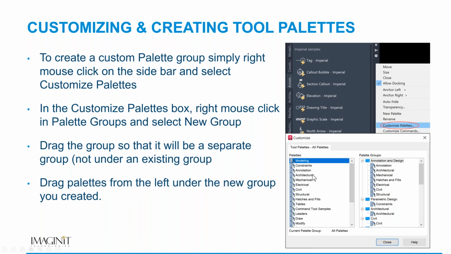You can come over here and create a new palette group in the customized palettes. You right mouse click in the palette groups here somewhere, select new group, and drag the group so it will be a separate group, not under an existing group. And apparently I need to put an end parenthesis at the end of that. I'll make sure I do that before I send this PDF out to Lori if you want copies of the slides. Then you drag palettes from the left under the new group you just created. It's all very straightforward and simple.